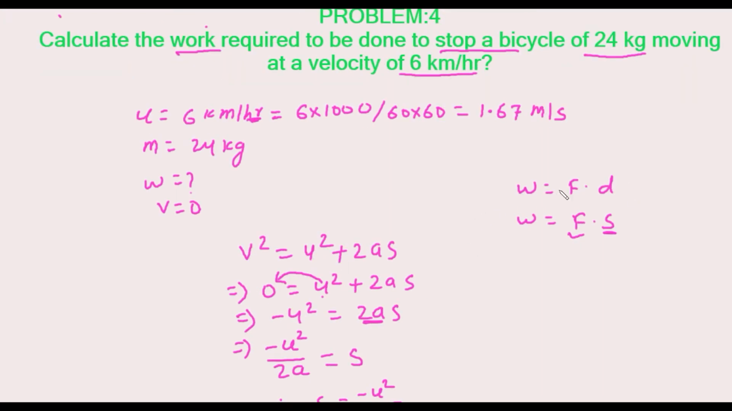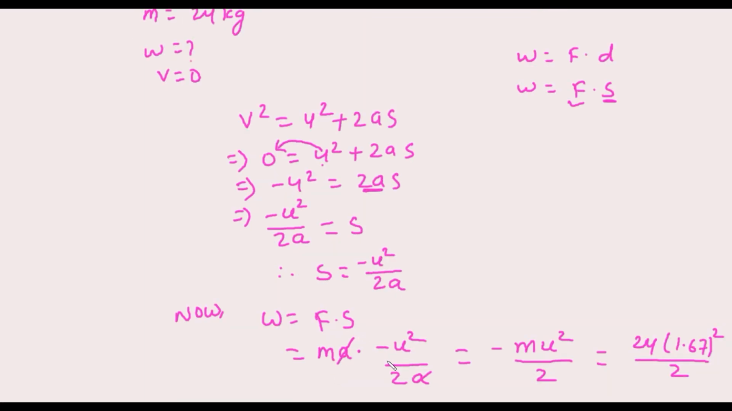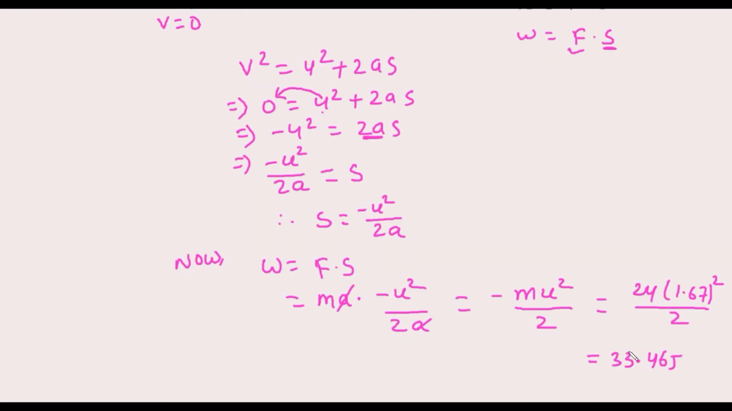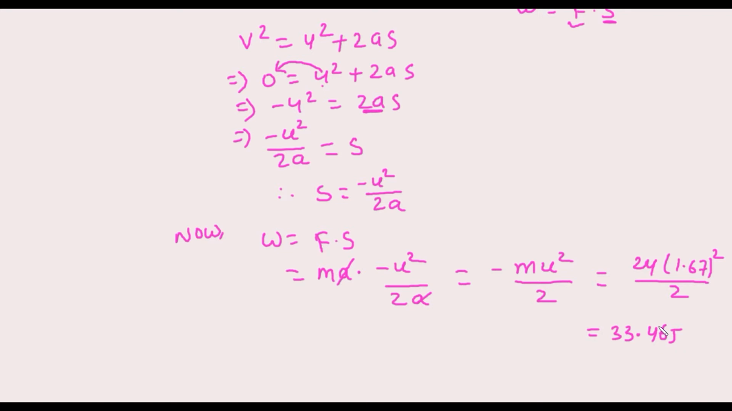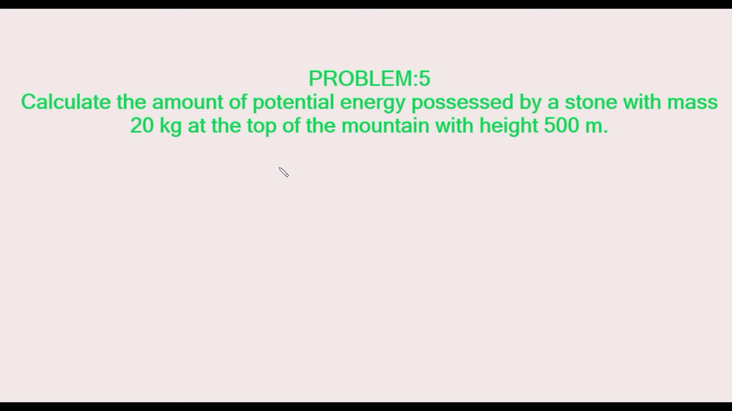Because we know that work done means F into the displacement. But we have only the mass and initial velocity, and the final velocity is 0. Just by using this equation we find the value of s. Then we put the value of s here, the a and a are cancelled and it becomes this. Then mass is given 24, velocity is given 1.67, and 2. Just by doing the calculation we get 33.46 joule. This is the required work done.